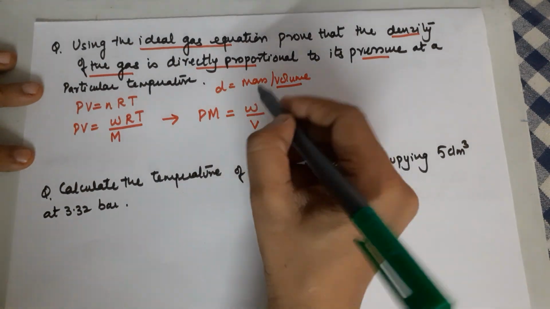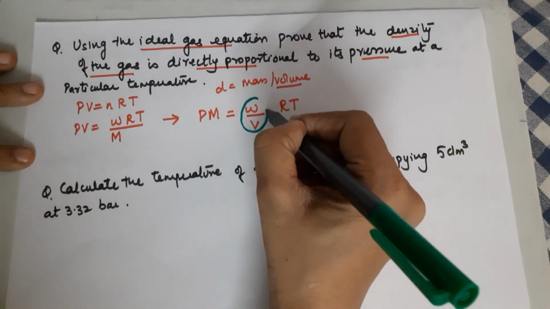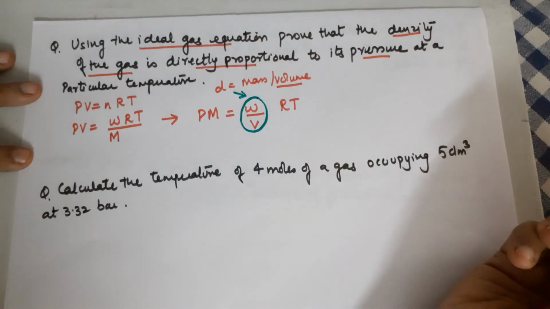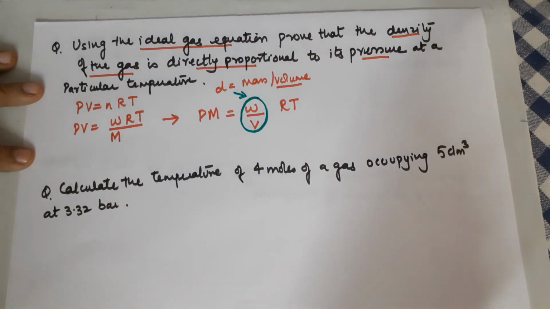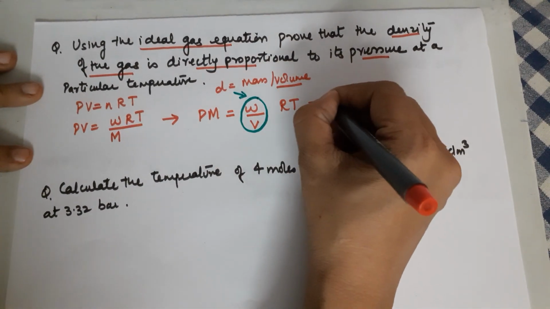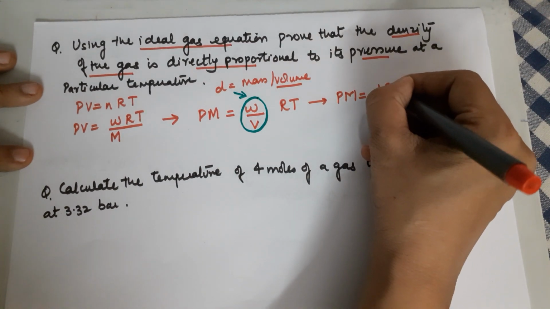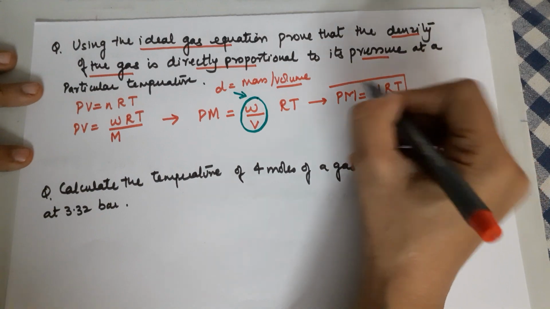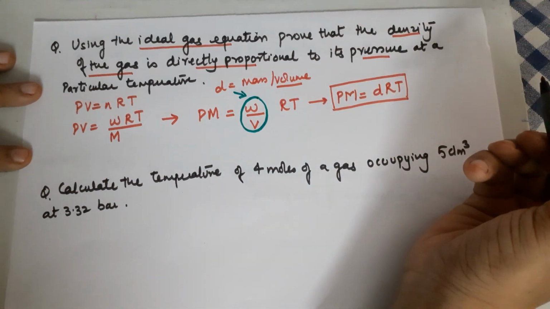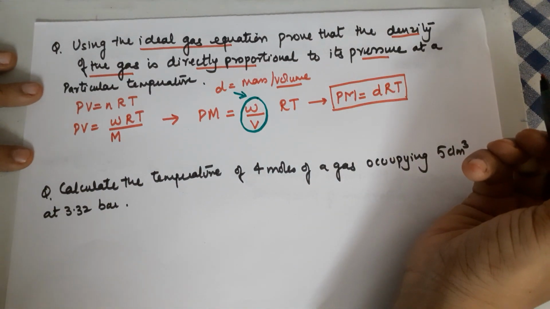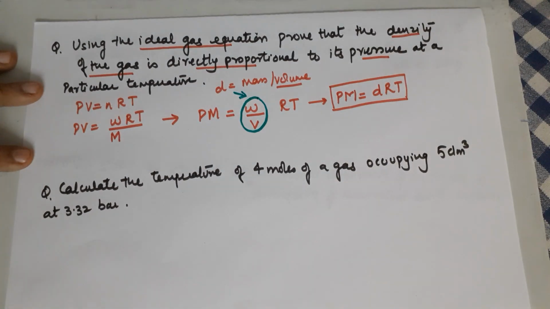Now pay attention. This W by V is nothing but your density. Fine. So moving on further from here, can I say PM is therefore equal to dRT? This would also be used in numericals, so you can keep this expression handy with you. So this is one of the expressions.